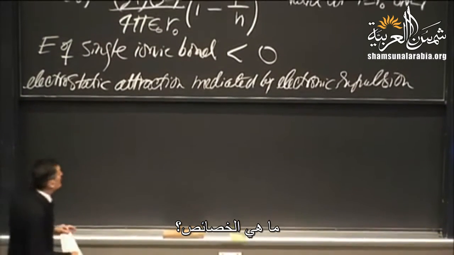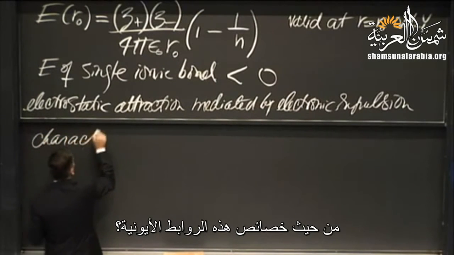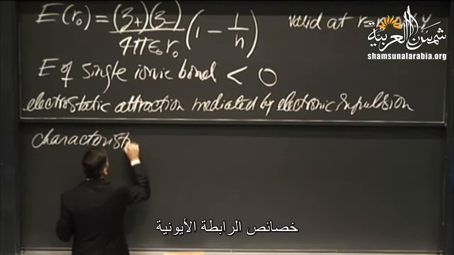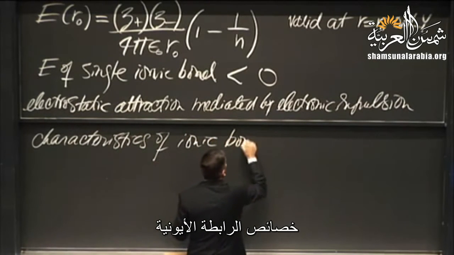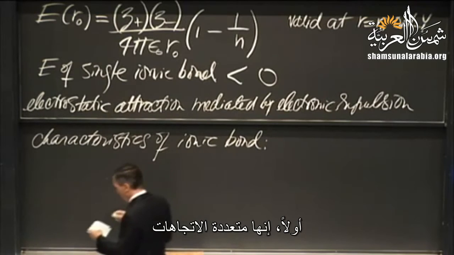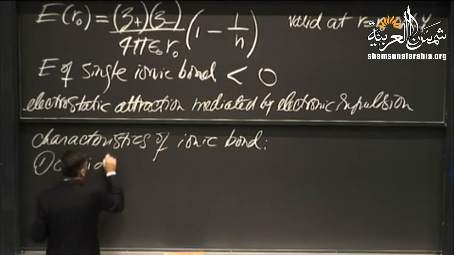So what are the characteristics? What does this lead to in terms of characteristics of this bond? Characteristics of the ionic bond. Well, first of all, it's omnidirectional.